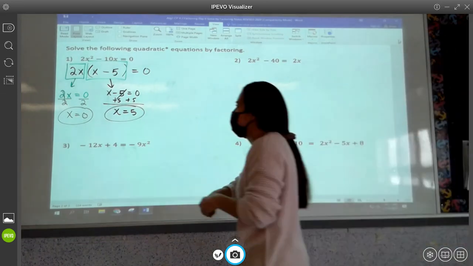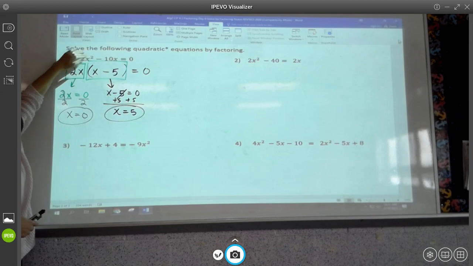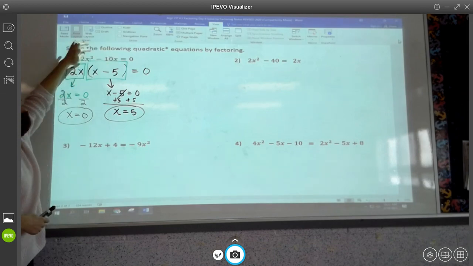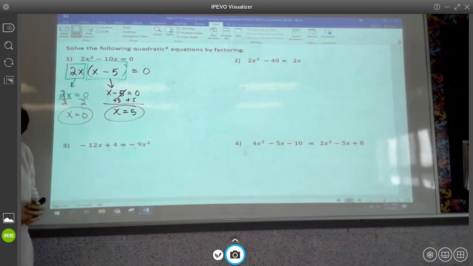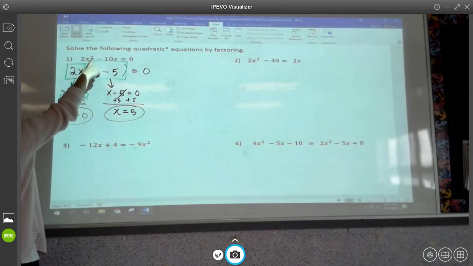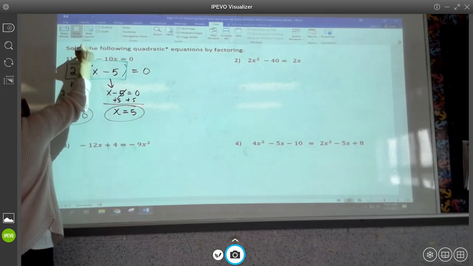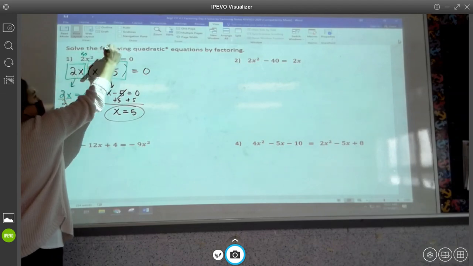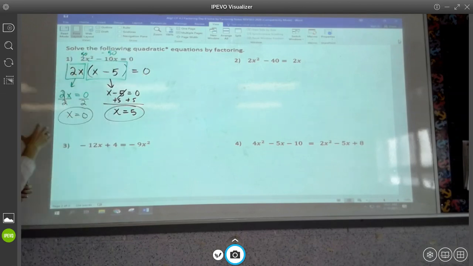Now guys, watch. If you plug them back in, plug 0 in. 2 times 0 squared is 0. Negative 10 times 0 is 0. 0 minus 0 equals 0. It makes the original equation true. If x is 5, 5 squared is 25. 25 times 2 is 50. Negative 10 times 5 is negative 50. 50 minus 50 equals 0. Both of these numbers make the equation true.